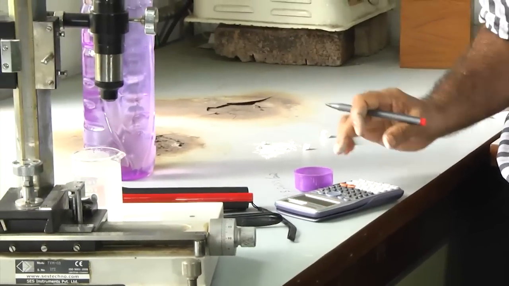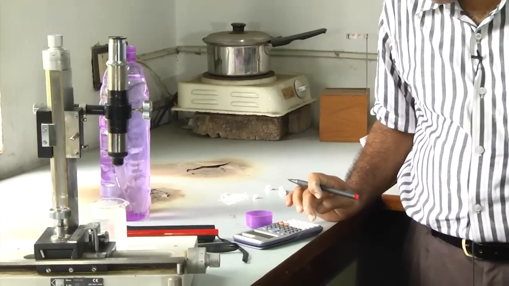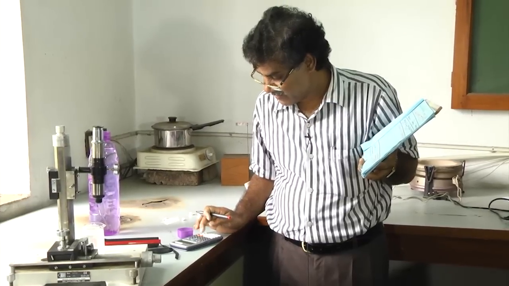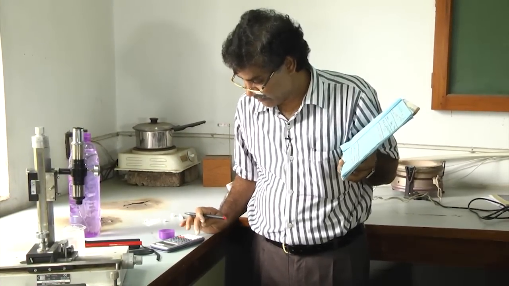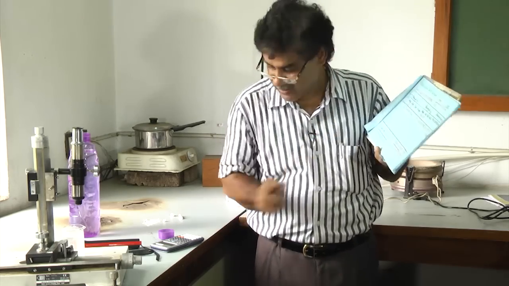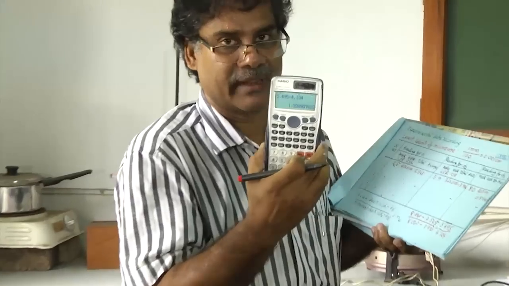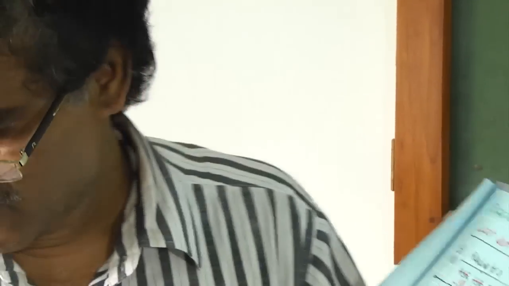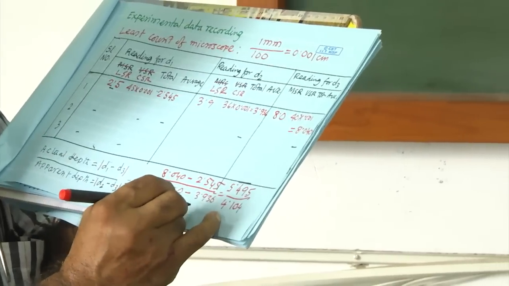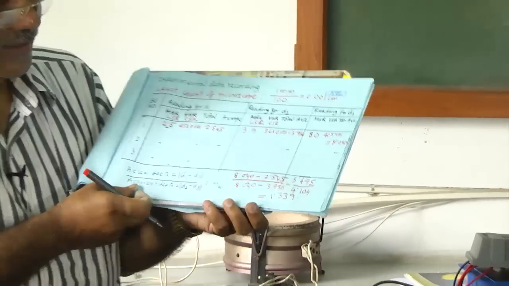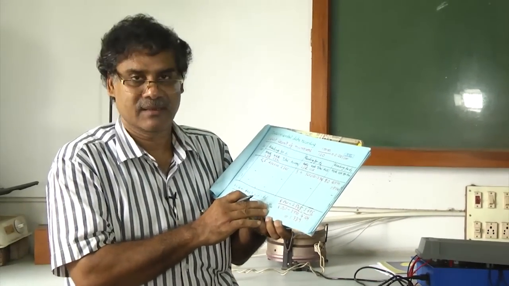I have to use the calculator now. 5.495 divided by 4.104 equals. So I got the value. How much? 1.3389. I got 1.339 and something. Okay.